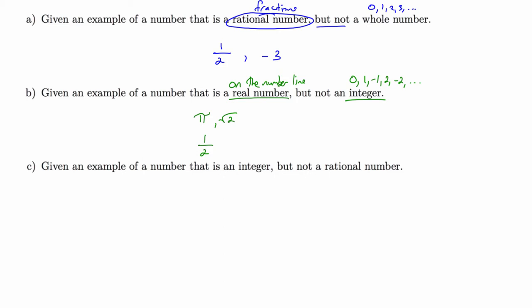In part C, we want to give an example of an integer, so something like 0, 1, -1, 2, or -2, and so on, but that it is not a rational number, meaning it is not a fraction. Well, if we stop and think about this, every integer is a rational number. So to come up with an example of an integer that's not a rational number is impossible. There is no such number.